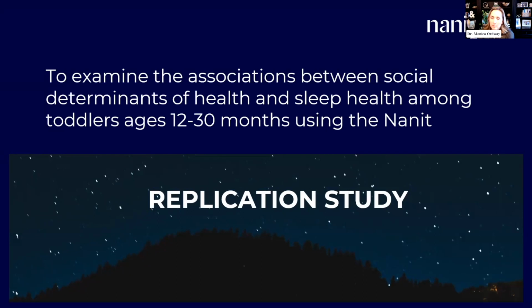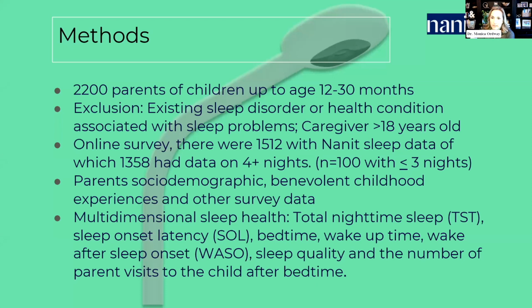So I worked with Nanit to see if we could replicate this in a different population, a larger population with a more national representation. One advantage of the Nanit is that we were able to collect 2,200 responses in, I think, 2 days. These were surveys and consent forms sent to families with 12 to 30-month-old children who were using the Nanit. We excluded anyone with children with a medical condition associated with sleep problems, and the caregivers had to be over 18 years of age.